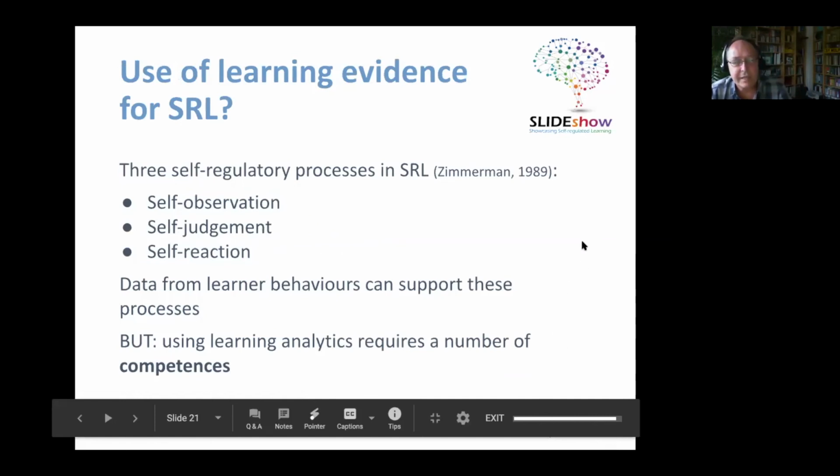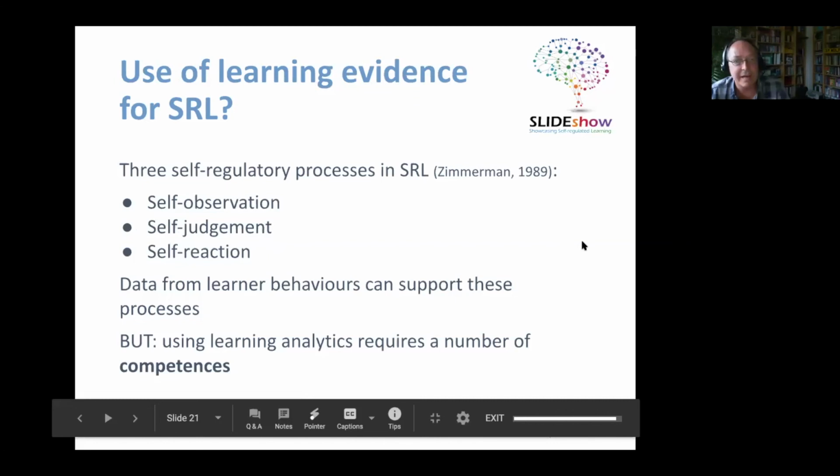So where does that sit in self-regulated learning? The learning evidence actually supports 3 aspects of self-regulatory processes. That is self-observation, so people learn how to observe their own behaviors. This is a bit like if you want to run a marathon and you're training up to that. So you start observing what you actually do to prepare yourself for that. Are you running before breakfast or after breakfast?